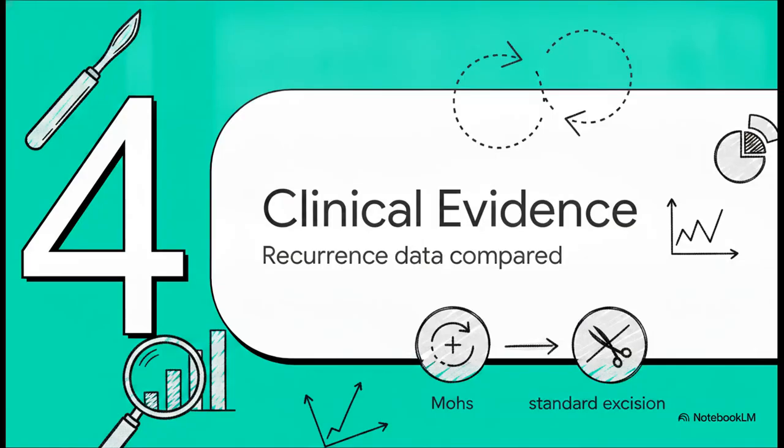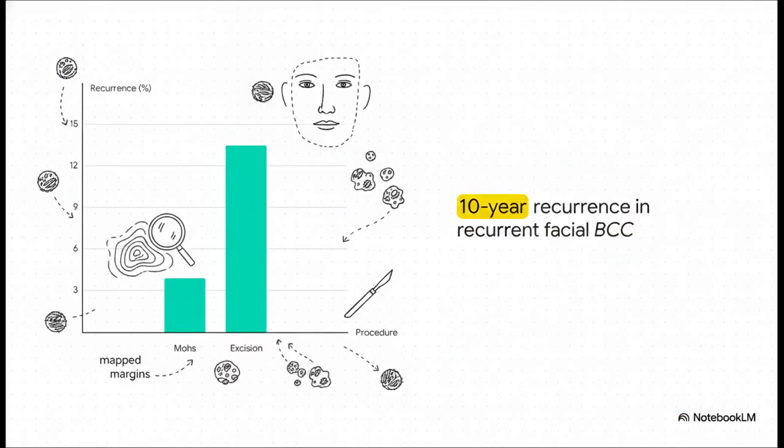All right, Section 4. Let's look at the clinical evidence. Now, what's really interesting about this slide is getting into the actual clinical statistics behind the medical guidelines. In one randomized trial of recurrent facial basal cell carcinoma, 10-year recurrence was 3.9% after Mohs and 13.5% after standard excision. Now, we have to be very careful here. We absolutely cannot generalize this result to every basal cell carcinoma, every facial cancer, or every skin cancer. It specifically highlights the value of margin mapping in that particular high-risk scenario.